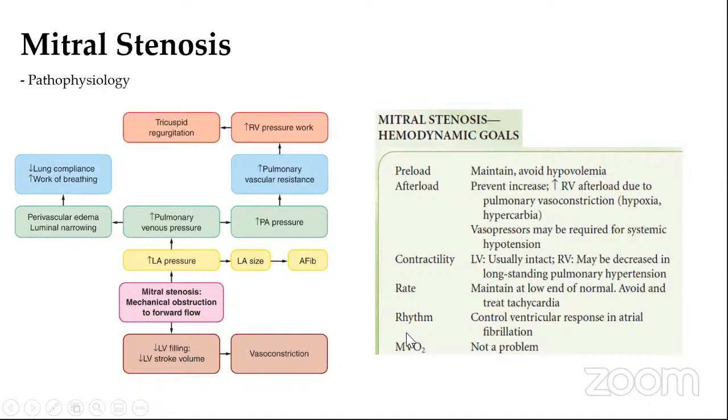So tachycardia and hypotension are your enemies here. And obviously, as we said, in terms of rhythm, you need to control the rhythm. Sinus is better, but usually they come in atrial fibrillation, so try to control their ventricular rate. The left ventricular myocardial oxygen supply usually is not a problem. The problem is in the left atrial side and the mitral valve as well.